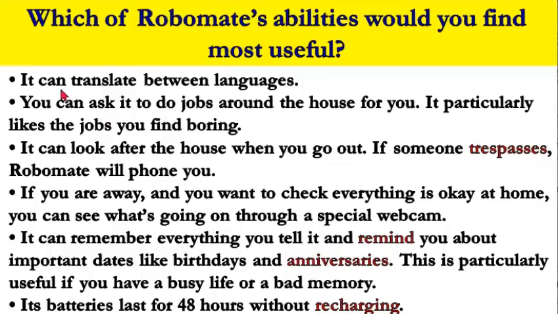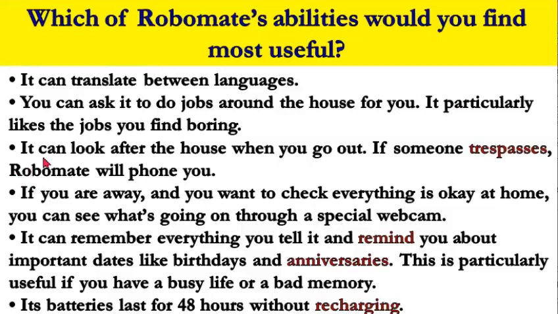First of all, it can translate between languages. It's very important, translating from English to Arabic, Arabic to English, French to English, and so on between languages. You can ask it to do jobs around the house for you. It particularly likes the job you find boring. Some jobs are boring for us, like cleaning, like washing, and so on. So it can do the jobs in the house.